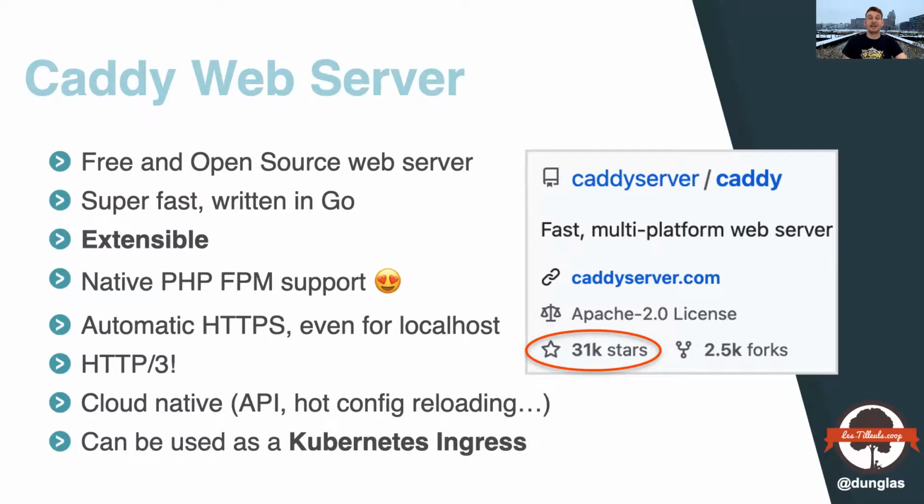It is super fast and it is written in Go. It is extensible. You can write your own modules for Caddy. It has native support for PHP through PHP-FPM, so it's nice for API Platform, obviously. It natively supports HTTPS in production, but also locally. It can automatically generate self-signed certificates. It supports HTTP/2, but also HTTP/3. It is cloud native. You can change the configuration by using a built-in web API, so it's very nice. And it also supports Kubernetes. It can be used as a Kubernetes ingress.